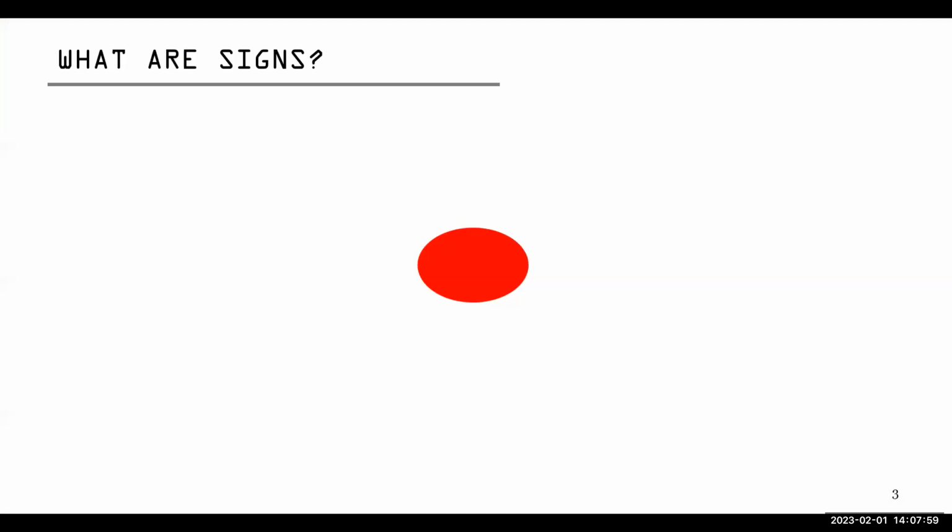So what are signs? Anything is a sign. Look around you and anything is a sign. Even look at yourself. You're wearing a certain kind of clothes, a certain kind of shoes, and you're communicating something to others. That's a sign itself. So when you see a red dot, what comes to mind?